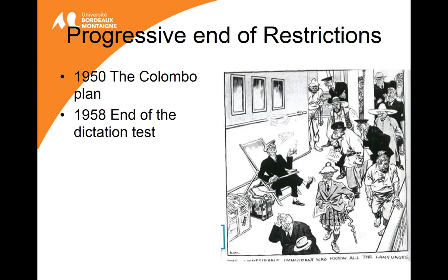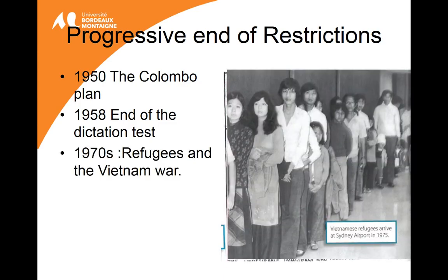The second step was the end of the dictation test in 1958. In the 1970s, refugees from Asia began to arrive, because as a signatory to the United Nations Convention relating to the status of refugees, Australia is obligated to accept people from other countries who classify as refugees. The first influx of refugees from Asia came from Vietnam after the end of the Vietnam War.